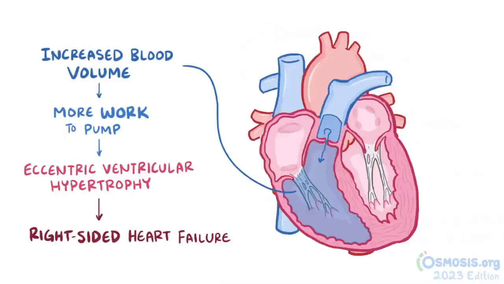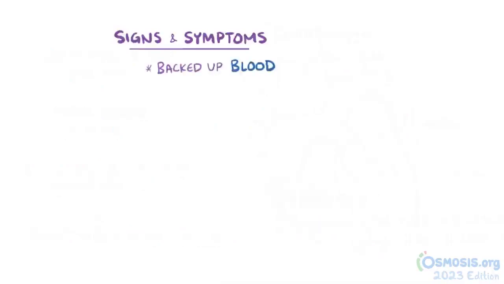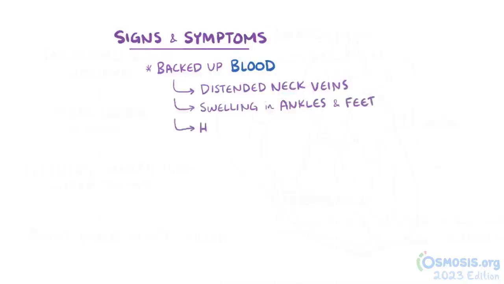Initially, pulmonary valve regurgitation might cause no symptoms at all, but over time, it can lead to right-sided heart failure, which can lead to blood backing up, and symptoms like distended neck veins, swelling of the ankles and feet, and hepatosplenomegaly.